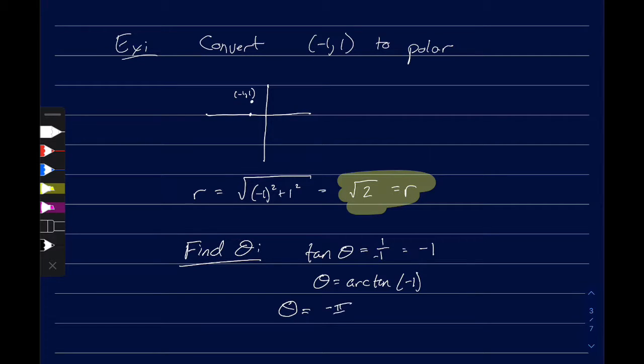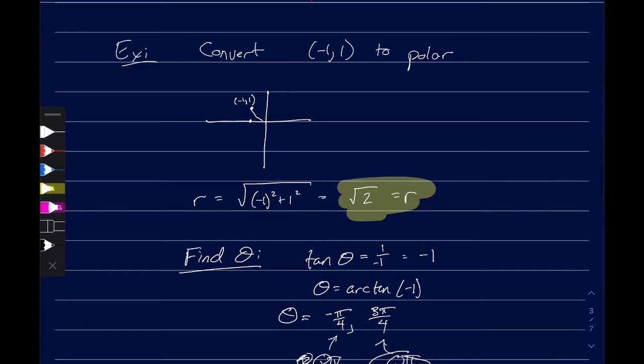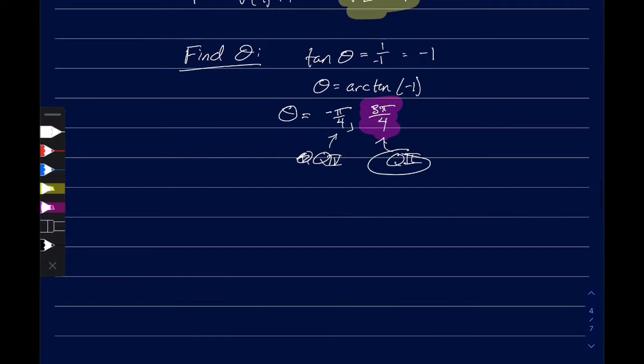So theta is either equal to negative pi over 4 or pi over 4 as a reference angle in the second quadrant, which would be 3 pi over 4. And now we just have to look at which case it is. So this is in quadrant 4, and this one is in quadrant 2. And this is the one that we want, so our theta is going to be 3 pi over 4.